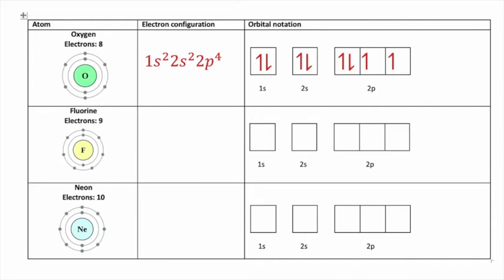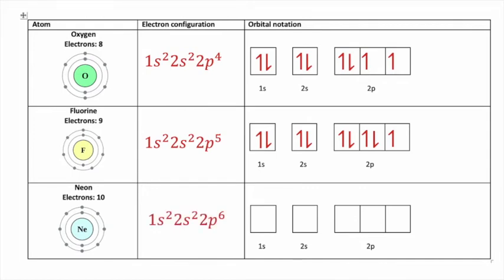Now on to fluorine with 9 electrons, 1s2, 2s2, 2p5. Our 1s has 2 electrons, our 2s has 2 electrons, and 2 of our p orbitals have 2 electrons in them, and then the last p orbital has only 1 electron in it. Finally, in this row is neon with 10 electrons. Our electron configuration is 1s2, 2s2, 2p6, and our orbital notation shows 2 electrons in the 1s orbital, 2 in the 2s orbital, and 2 electrons in each of the 2p orbitals.